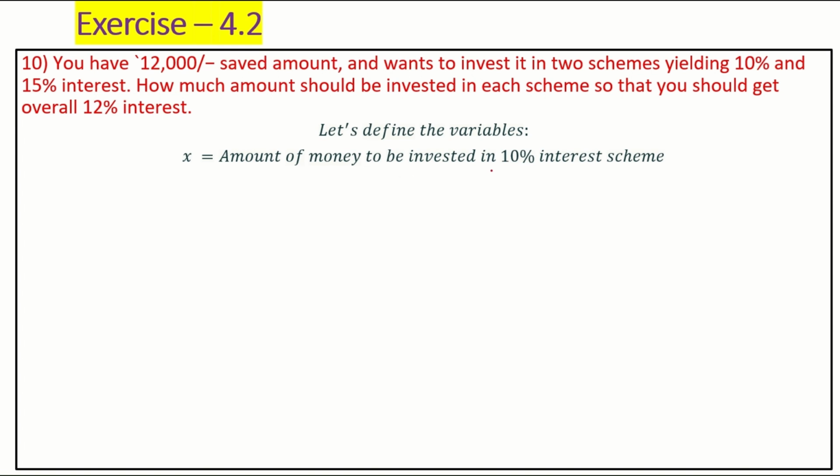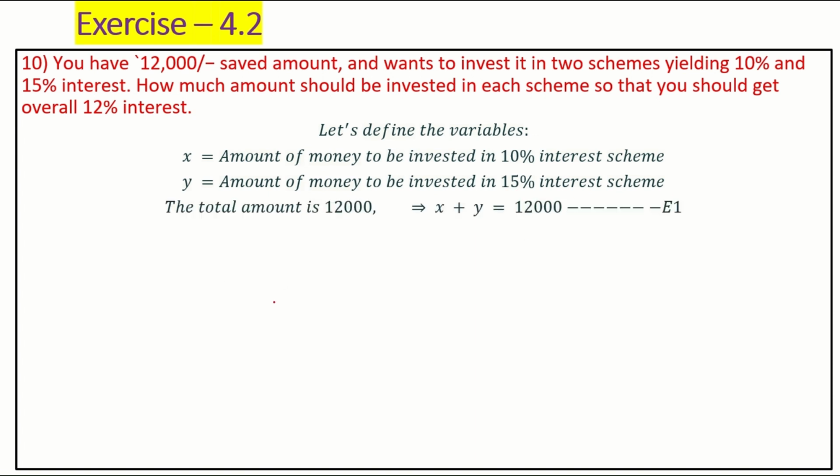Let's define the variables. x is the amount of money to be invested in the 10% interest scheme. y is the amount of money invested in the 15% interest scheme. Now x plus y equal to 12,000. This is the total amount you will invest. Correct, this is your equation 1.